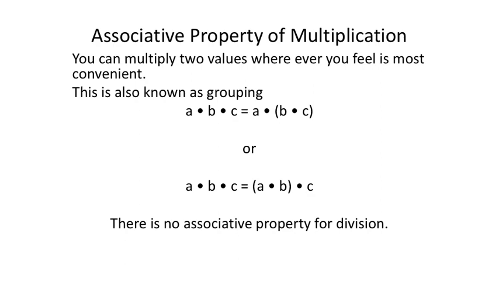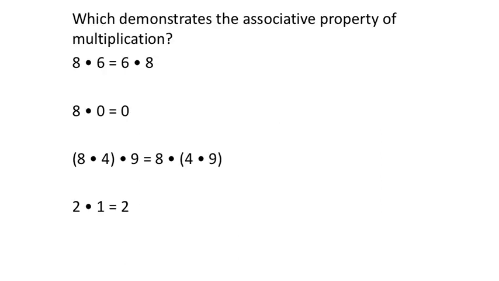And just like the commutative property of multiplication, the associative property only applies to multiplication. So there is no associative property for division. I know we saw an example like this for commutative. So we're looking at the associative property now for multiplication, and just looking at this one, hopefully there should be some analysis going on.